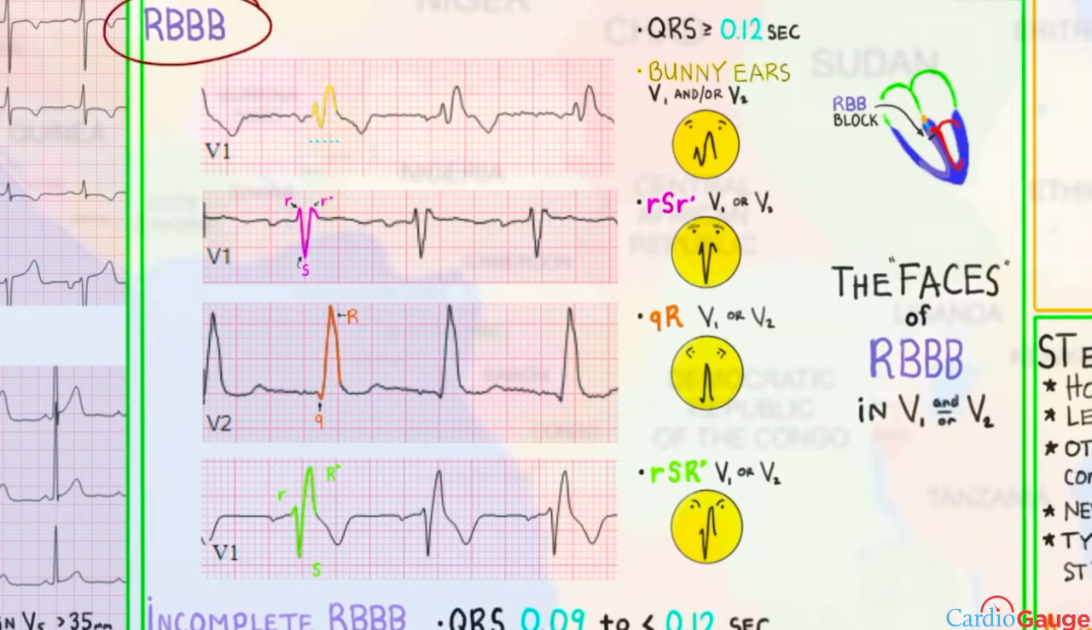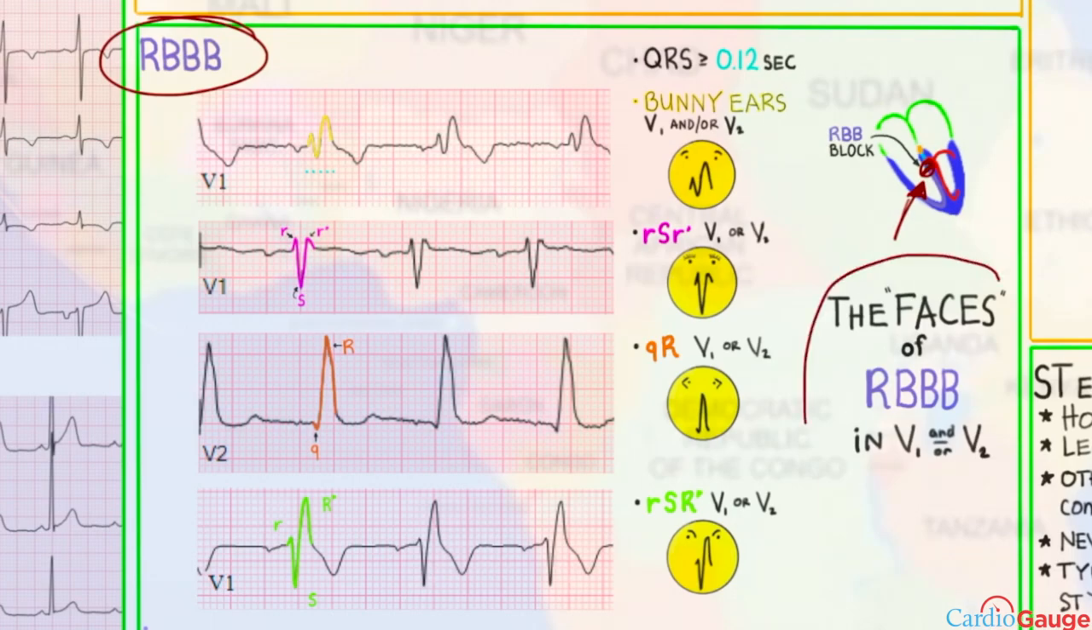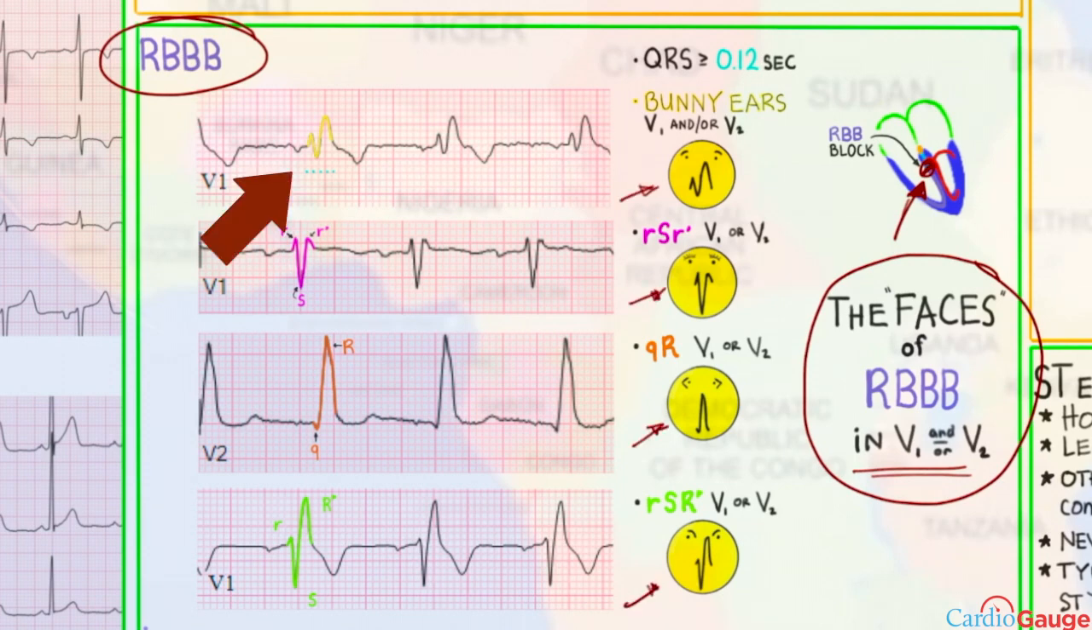Right bundle branch block. Right bundle branch block is demonstrated on the schematic over here. The block would occur in the right bundle, and then the QRS complexes can look a lot of different ways. And I call that situation the faces of right bundle branch block in V1 and or V2. So right bundle has different faces. This is the most common one here.